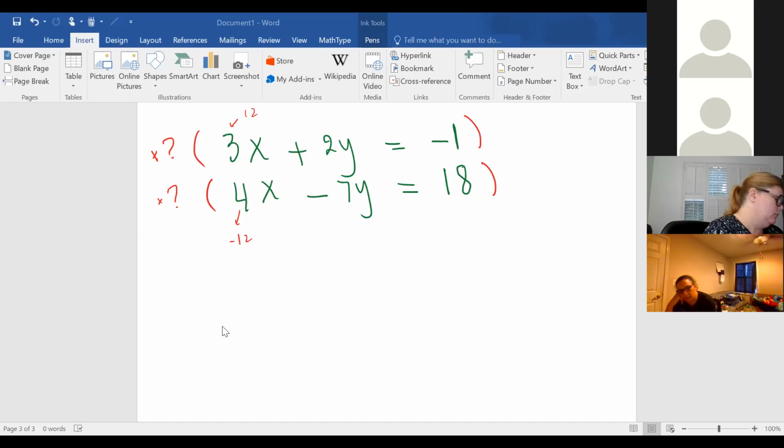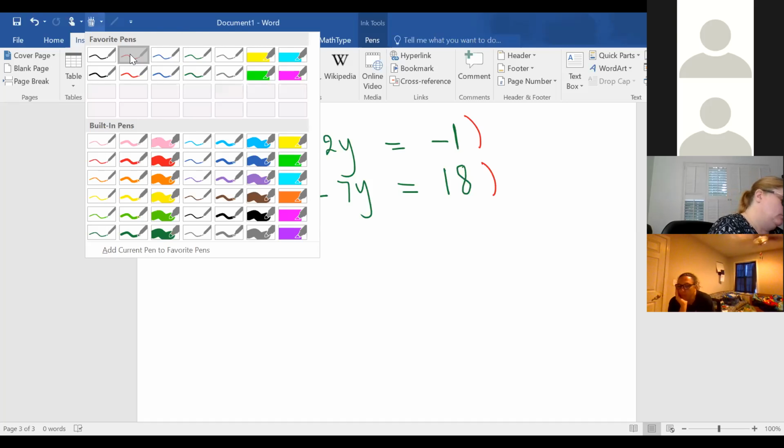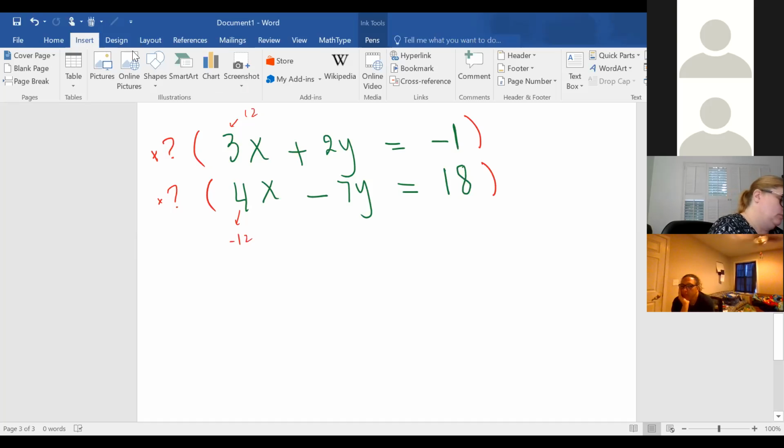Okay, so if you want the first number in front of X in the first equation to be positive 12, how much do we need to multiply by? 4. Thank you. If you want this one to become negative 12, we need to multiply by how much? -3. Thank you very much. Okay. Yeah, that's what I got.